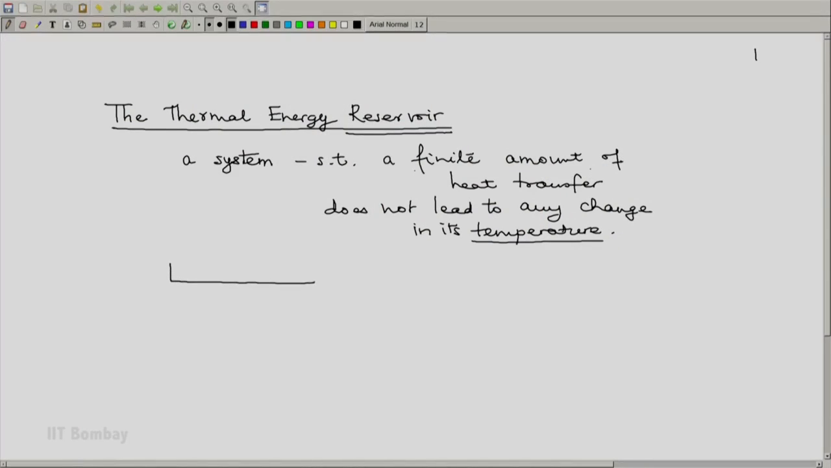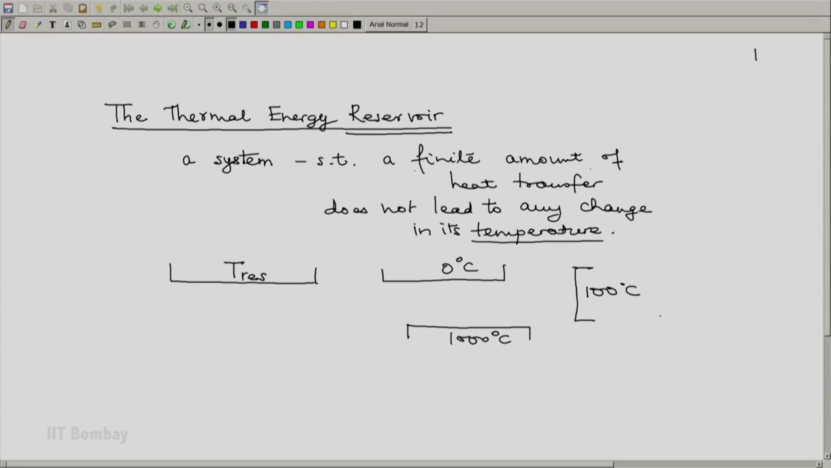The symbol for a thermal energy reservoir would be something like a tray, not necessarily upwards, in any direction as useful, and it will be represented by the temperature of that reservoir. For example, we could have a reservoir at 0 degrees C. We could have another reservoir at 100 degrees C. We could have a very hot reservoir at say 1000 degrees C.